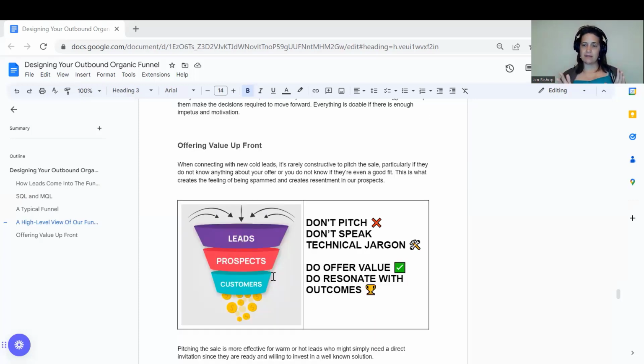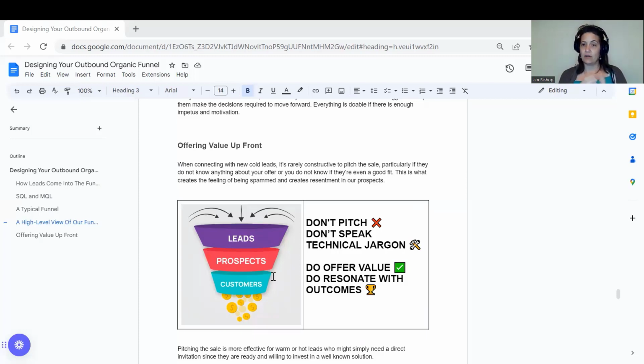So the next step of designing our outbound funnel is to offer value up front. So when we're going out and we're connecting with cold leads, I see this all the time with our clients, is that they want to go for the pitch. They want to just offer their service. And this is part of the expectation of just wanting a hot pre-sold lead. They just want to pitch them and close them into deals.